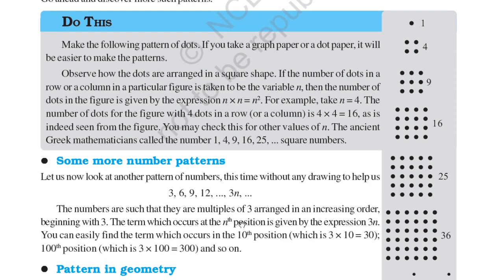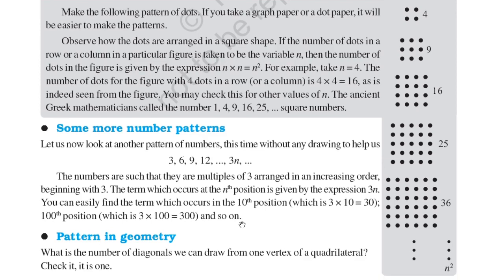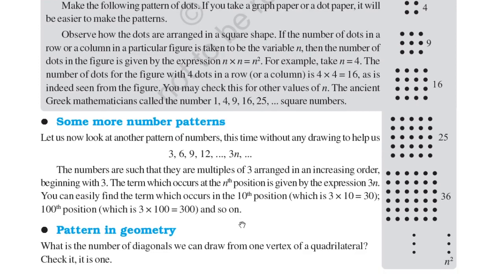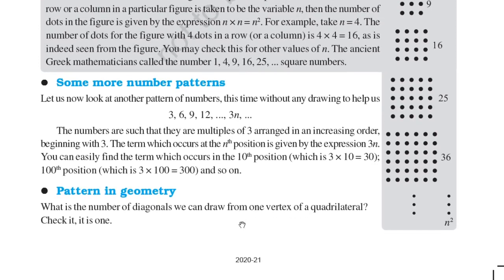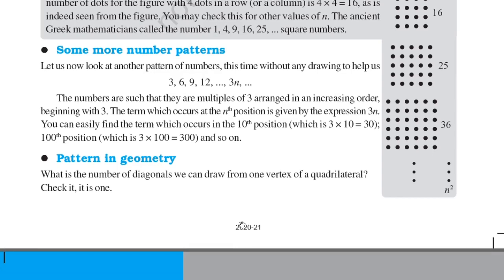If the number of dots in a row or a column in a particular figure is taken to be the variable n, then the number of dots in the figure is given by the expression n into n, that is n square. For example, take n equal to 4. The number of dots for the figure with 4 dots in a row or a column is 4 into 4, that is 16, as is indeed seen from the figure. You may check this for other values of n. The ancient Greek mathematicians called the numbers 1, 4, 9, 16, 25 square numbers. Some more number patterns you can see here.